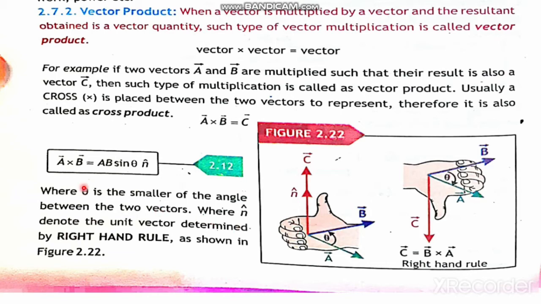And if we reverse the order, as instead of A cross B we write B cross A, then the first vector will be B and the second vector will be A. Direction will be from B to A and the direction of the resultant product will be reversed, from n to minus n.